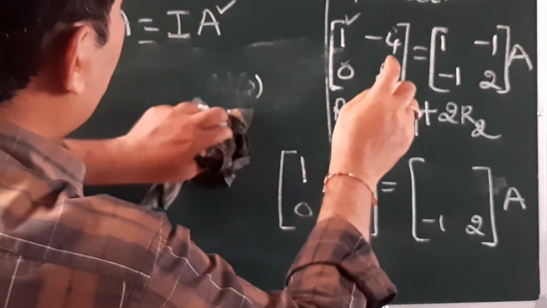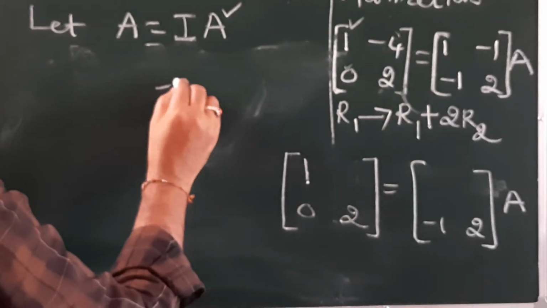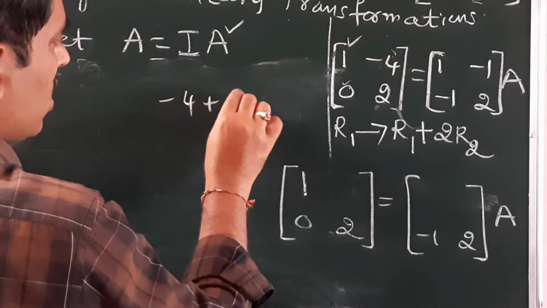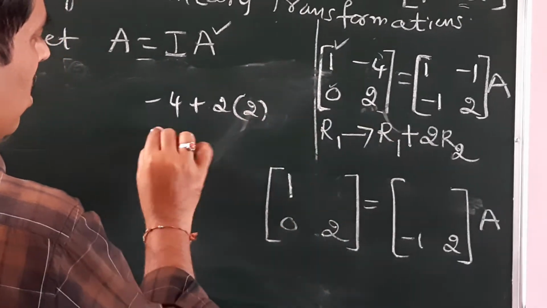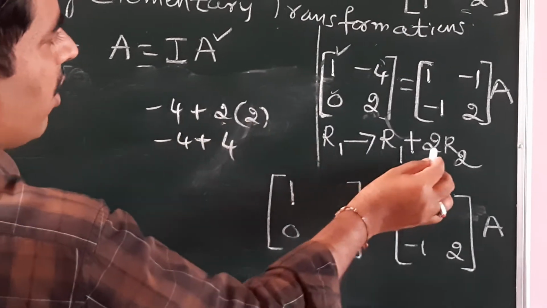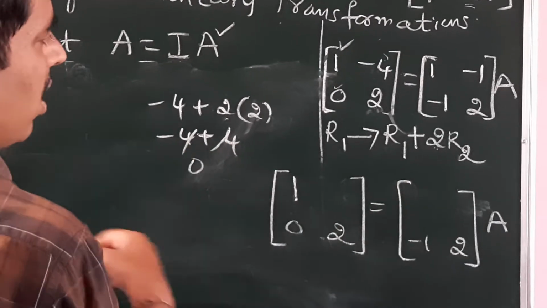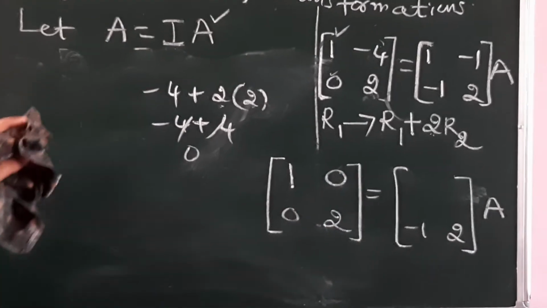Then similarly, you consider this element here, minus 4. So minus 4, R1 plus 2 times the corresponding element in the second row. This element is here. So minus 4 plus 4. That's why I have written 2 here. Minus 4 plus 4, that will be 0. See here, it will reduce to 0.